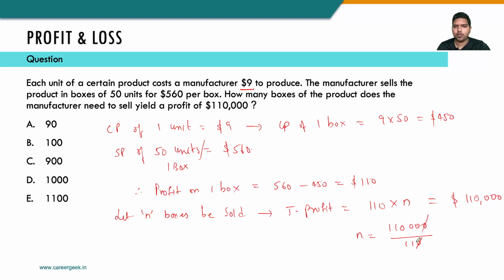So 11,000 upon 11, so we get 1,000. So the answer is D. 1,000 boxes need to be sold to get a profit of the amount given. So basic unitary methods or kind of word problems.